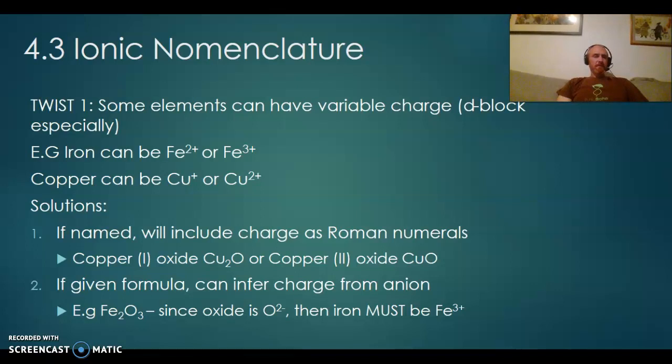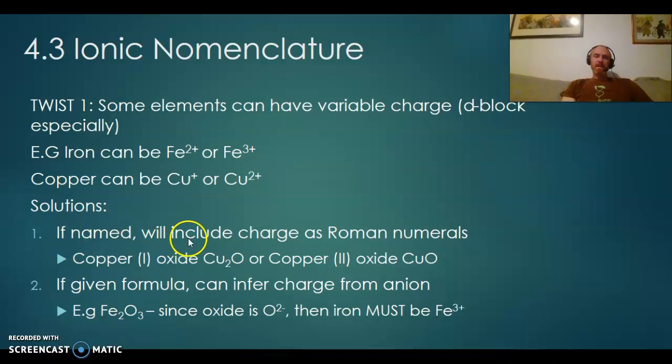Next, here's a twist. There are a couple of twists here. Some elements are going to have variable charge. This is especially the transition metals, the d block. For example, just two examples, iron can either be Fe2+ or Fe3+. Another element, copper, can either be copper 1 plus or copper 2 plus. And so what do we do in these cases?